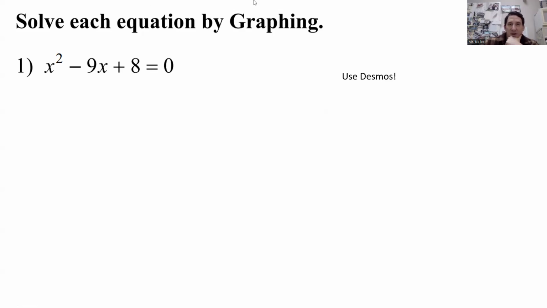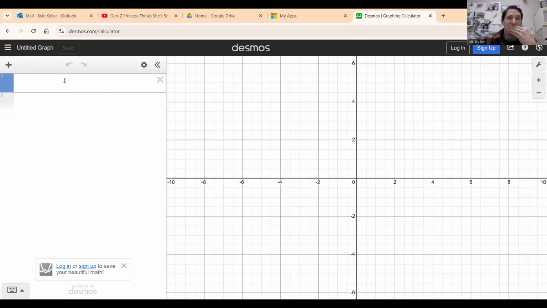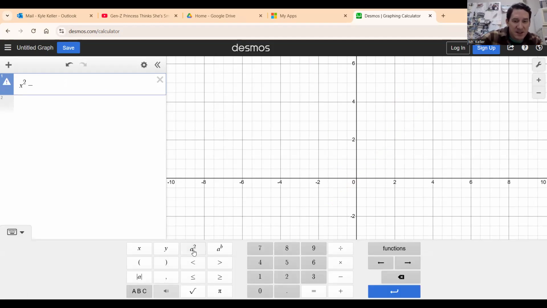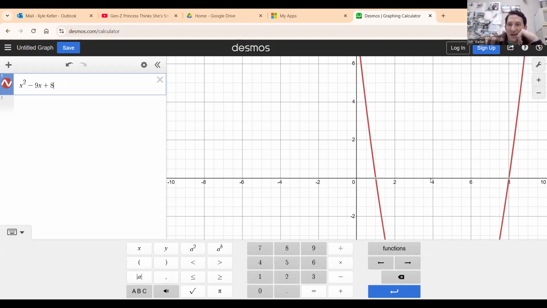Wait, hold on. I need to negative 9x plus 8. So let me bring up Desmos. There we go. So over here, you put in the equation. So x squared minus 9x plus 8. And so here is the graph.